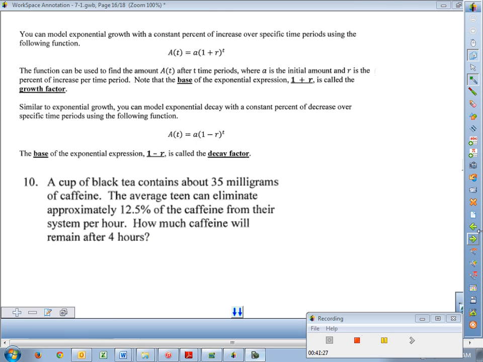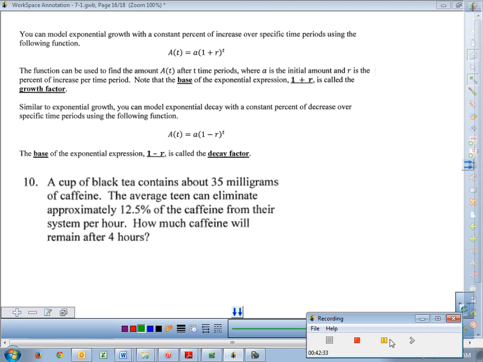Next guy. Find the magic word. Is it growth or decay? Growth or decay? Growth or decay? But what's the magic word? Eliminate, which means go down, right? So this is decay. See the rate? I'll put it off to the side, but I want it as a decimal. What does r equal as a decimal? Is it 0.0125 or 0.125? Move it 2 places. It's 0.125.